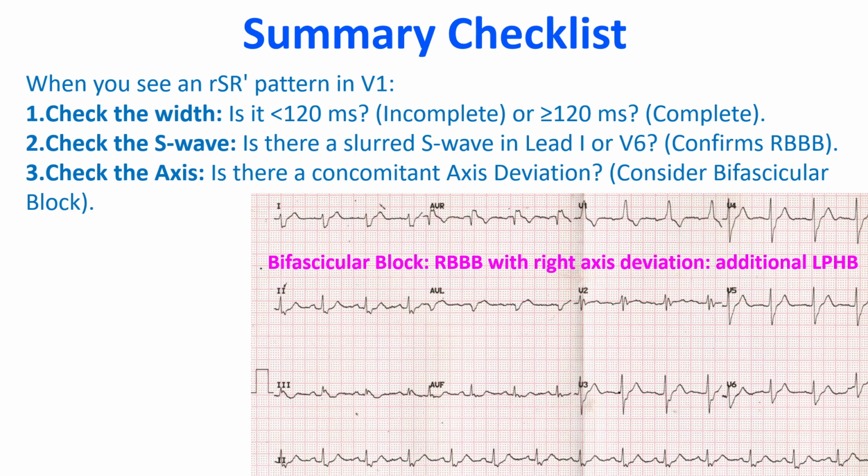Then consider bifascicular block. If it is left axis deviation, there is associated left anterior hemiblock. If it is right axis deviation, it is associated with left posterior hemiblock.